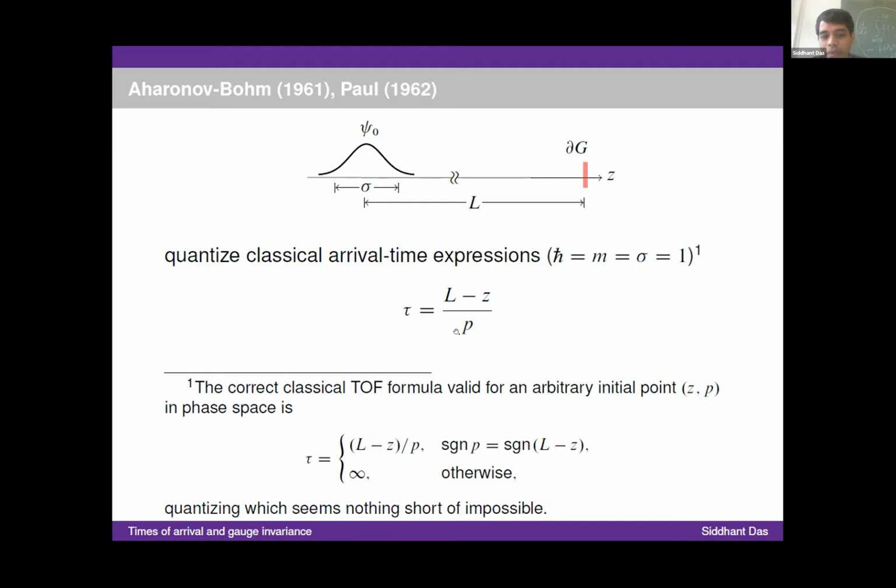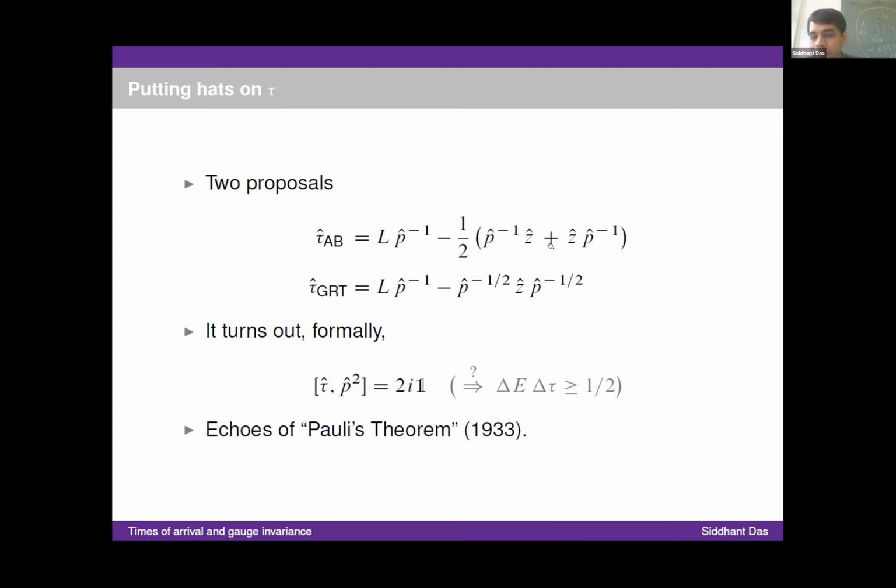Anyway, starting with this formula, we are beginning to see the face of the problems. The first of these is that Z and P don't commute. So you will have to specify some orderings; the point is you will not have a unique operator starting from this formula. And what Aharonov and Bohm did is something natural in quantum mechanics, which is to symmetrize the Z and P orderings. There was a related idea by Grot, Rovelli, and Taté in 96, which is another kind of ordering. And I would say the list here can be practically endless.